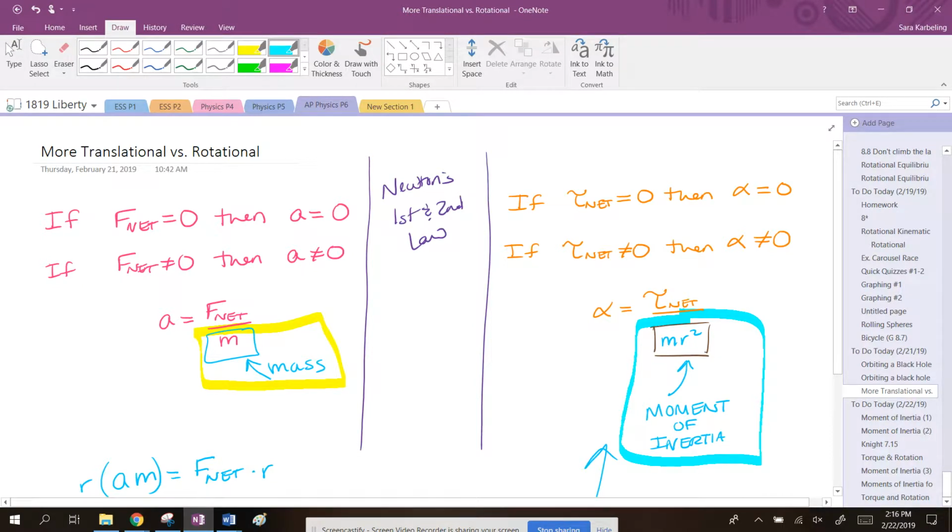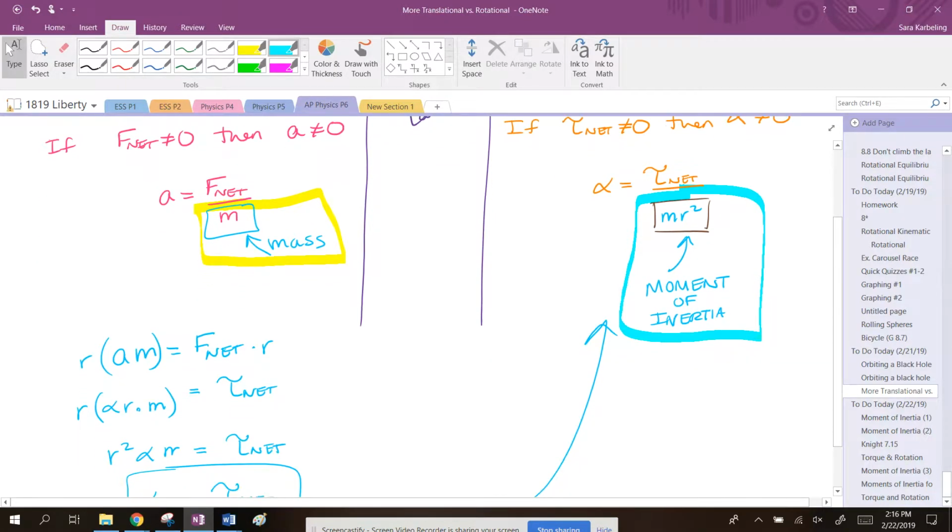All it is is quantifying an object's resistance to change in rotational motion, okay? Let's write that down.